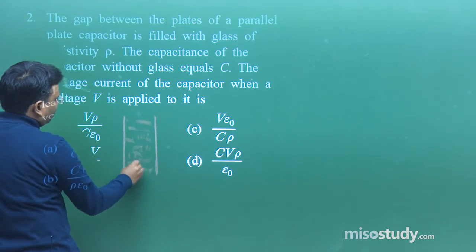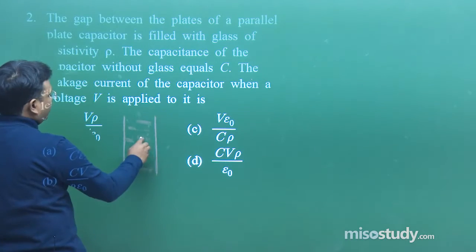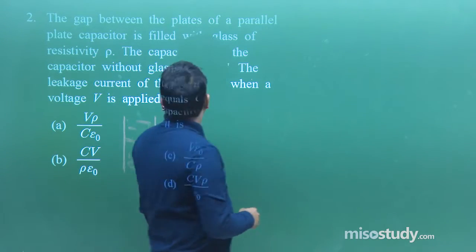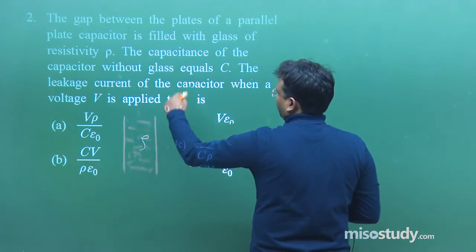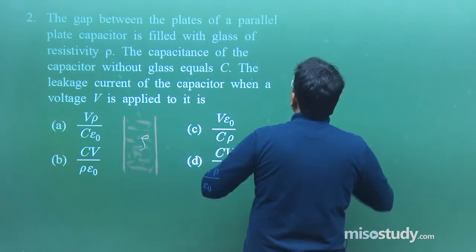This is glass filled over here everywhere, and the resistivity is rho, fine. Now, capacitance of this capacitor without glass is C. So, after filling this, you have to find the leakage current.